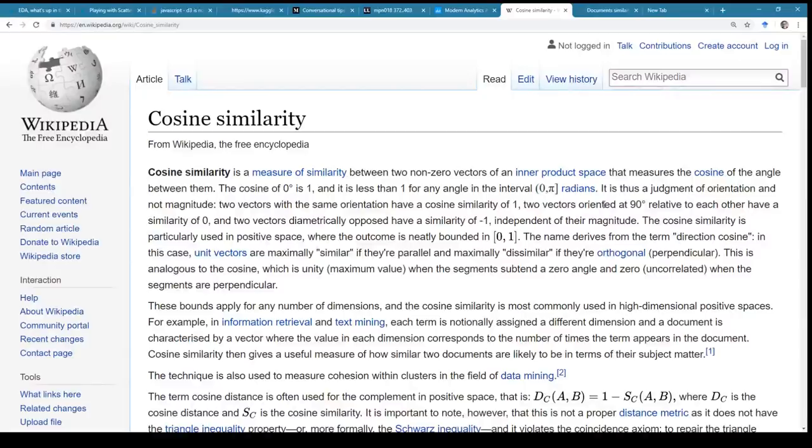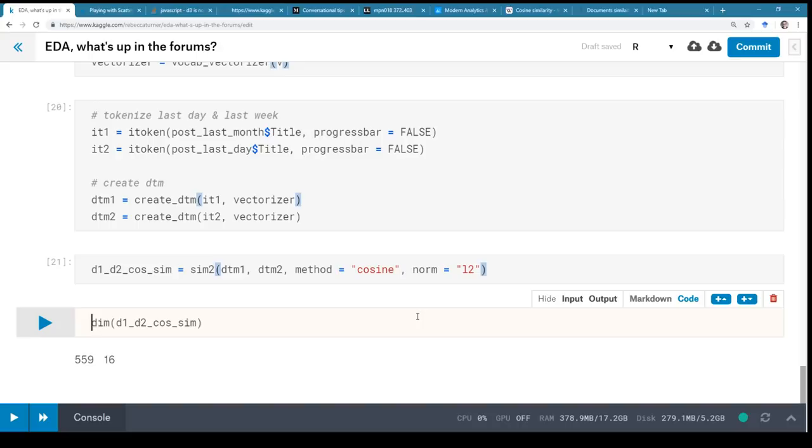Closer to one is going to be more similar. So the closer to zero it is, because they're not using the negative space here, the less similar they are. That sounds right to me. One is perfectly similar. You can test by comparing a word to itself. Thank you. Helpful.